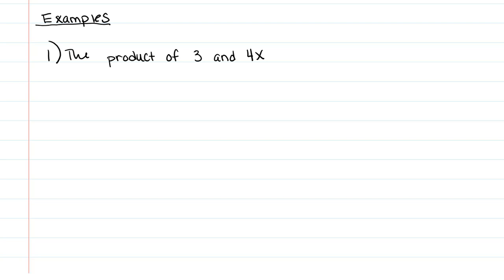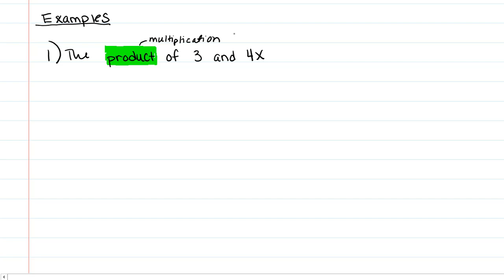Okay, let's get started with a couple examples. Example number 1, we want to write the product of 3 and 4x. Because we see this word product here, that is a synonym for multiplication, meaning we're going to have to use some form of multiplication. We've used the x in the past, but we see we're going to have an x in this phrase, so that might not be the best to use. We could also use a dot, or we could use parentheses. So I'm going to write this one with parentheses, 3 times 4x. And that's it, we're done with that one.